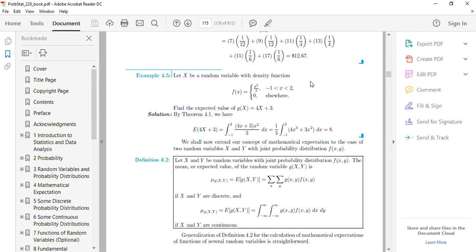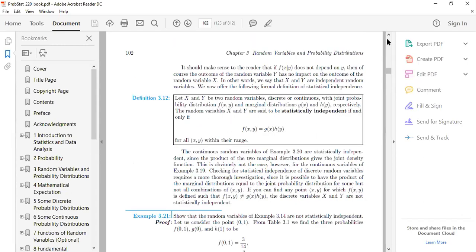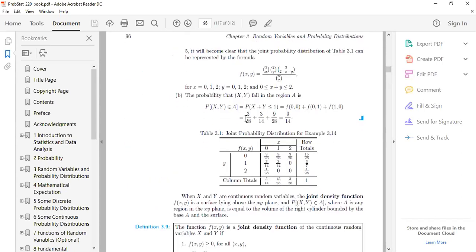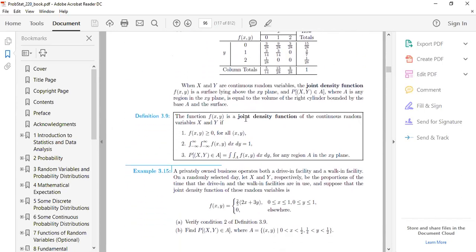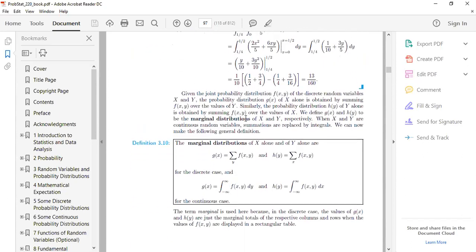Let me go back. I think that is in the previous chapter. I think it's my bad. Let me go to page number, I think 97. Okay, yes. Page number 97. You get, look at here, guys. Definition 3.2, marginal distribution. These two functions, g of x and h of y, we need to separate out from my f of xy. Please keep in mind this thing.